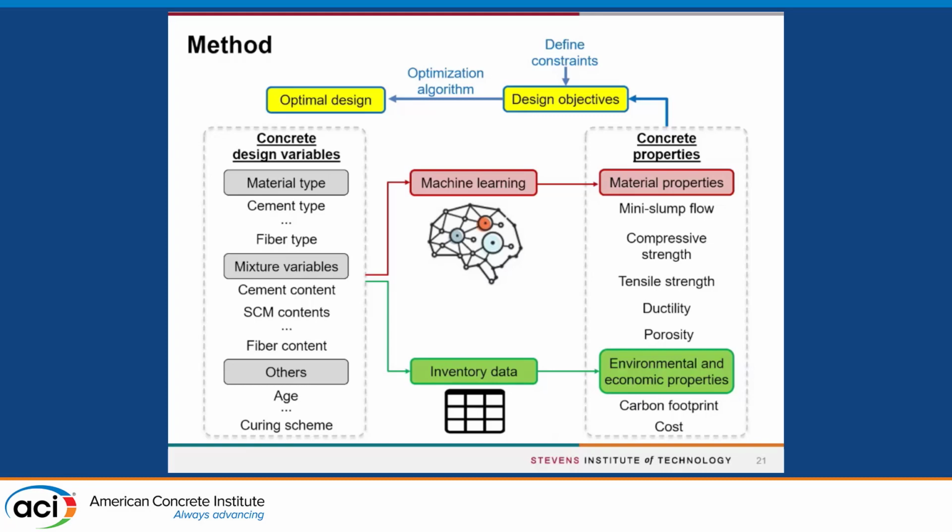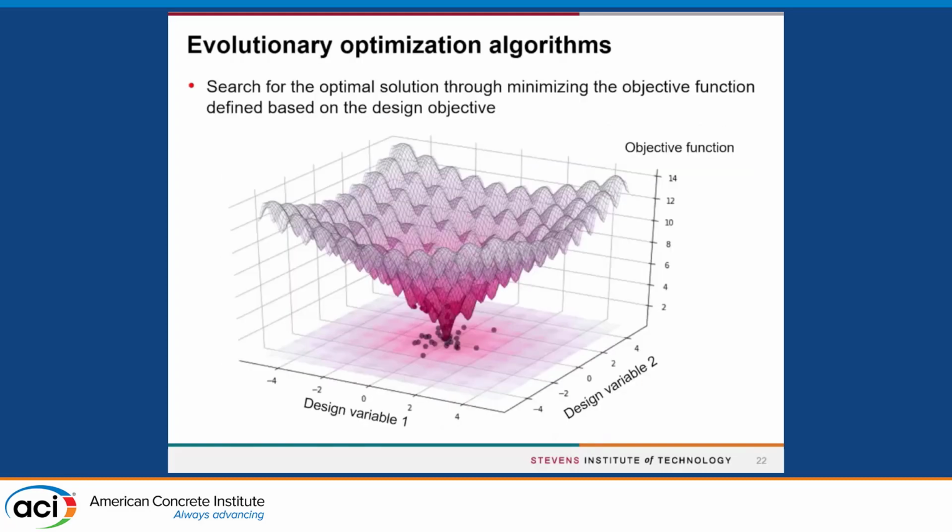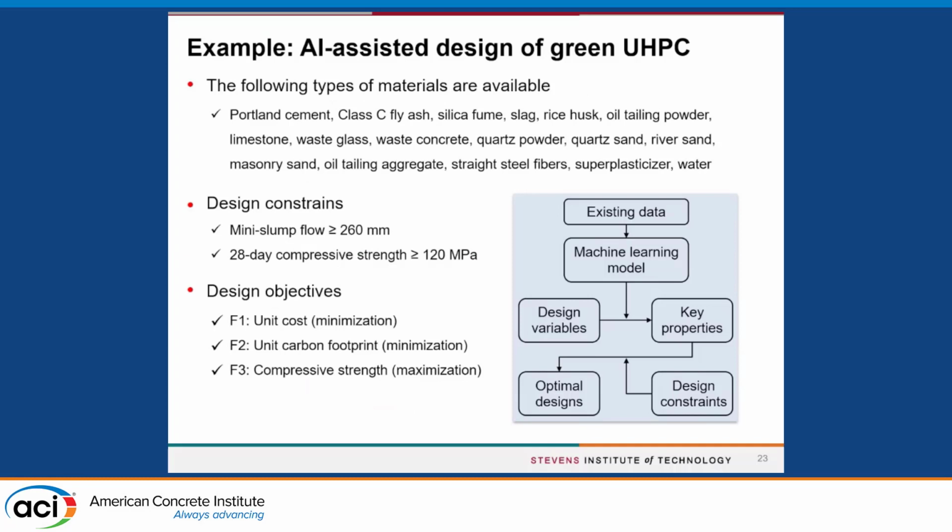And then we will apply the optimization algorithms and then output the optimal design. So the evolutionary optimization algorithm is used to search for the optimal solution by minimizing the objective function defined based on the design objective. So here shows the example.